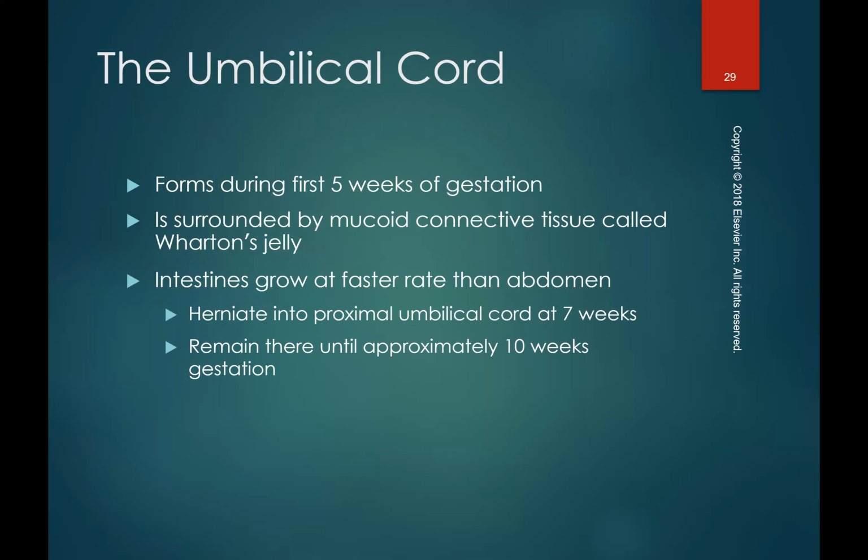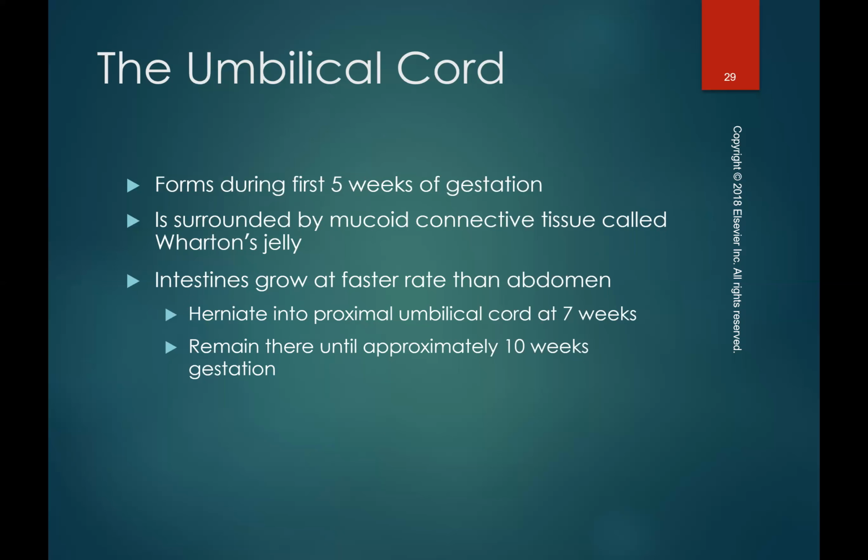The umbilical cord forms during the first 5 weeks of gestation and is surrounded by the mucoid connective tissue called Wharton's jelly. Now, Wharton's jelly does a really good job at making sure it's really slimy, and it makes sure that it doesn't knot the umbilical cord. So that's what Wharton's jelly does. It's a protective layer around the umbilical cord that's kind of slippery.